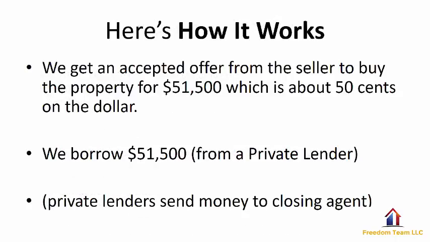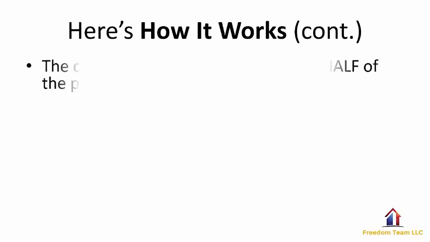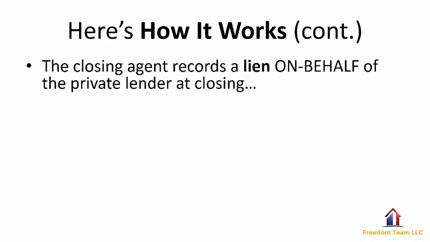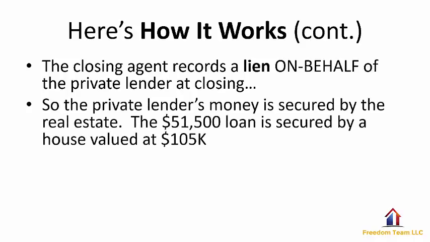So here's how it works. We get an accepted offer from the seller to buy the property for $51,500, which is about 50 cents on the dollar. We borrow $51,500 from a private lender, and the private lender sends the money to a closing agent. It doesn't go to us. The closing agent records a lien on behalf of the private lender at closing. So basically the private lender is stepping in as the bank at this point. And who would want to be the bank, right? So the private lender's money is secured by the real estate. The $51,500 loan is secured by a house valued at, in this case, almost twice as much, $105,000.